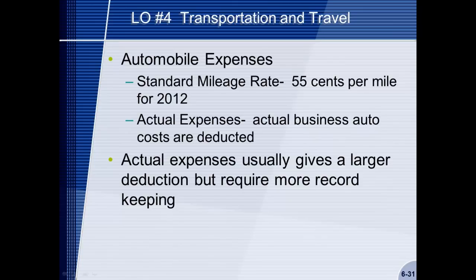Now, when we're talking about automobile expenses, the standard mileage rate for 2012 is 55 cents. Actual expenses are the actual business auto costs that are deducted. So in the very first year, you will choose actual or standard. If you don't choose standard, then you can't ever use standard mileage in the first year. If you choose actual, it would be depreciation, gas, repairs, oil changes. If you choose standard, you don't calculate all that. You track your mileage. Actual expenses usually gives a larger deduction, but requires more record keeping.